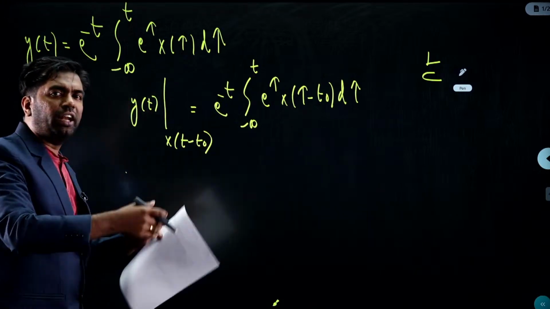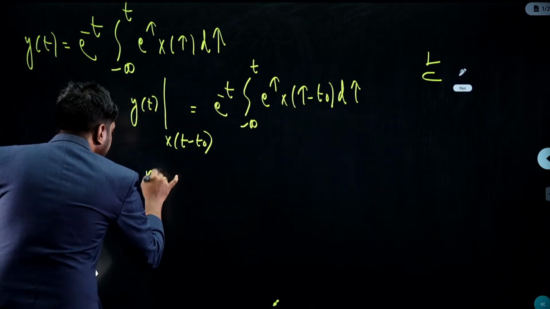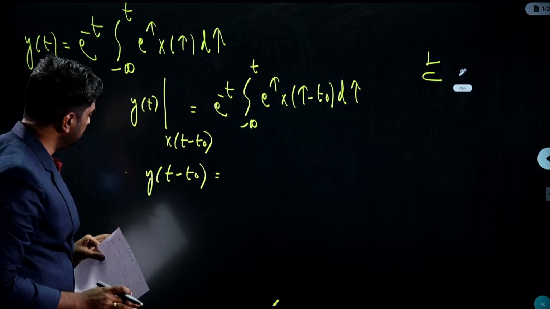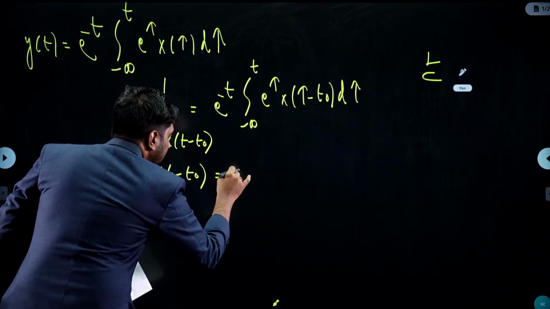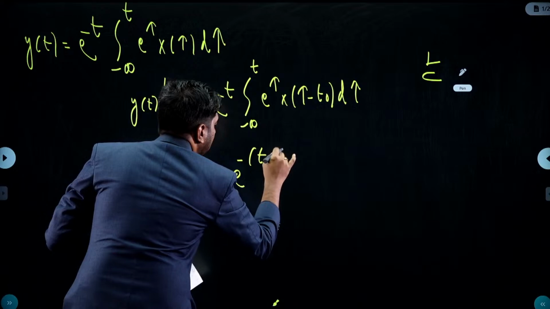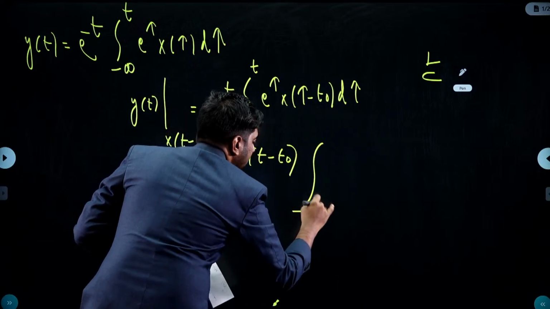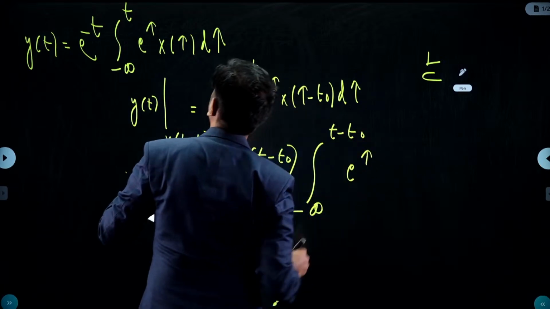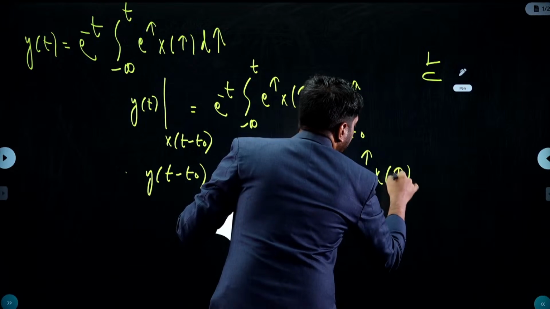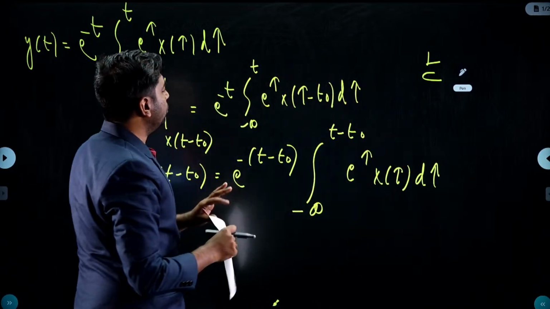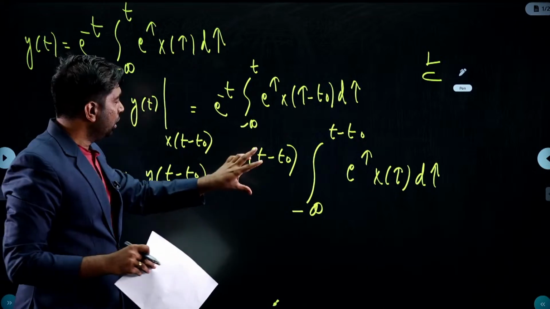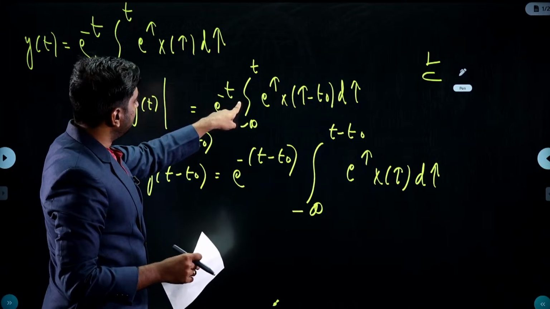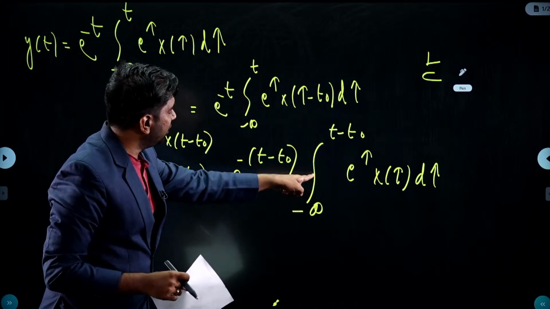We also find the delayed output response, where we replace t with t minus t naught. In the given expression, wherever there is t, you replace it with t minus t naught. So you get e power minus of t minus t naught, integral from minus infinity to t minus t naught, e power tau x of tau, with no need to replace tau here, d tau. Now you need to compare these two things. Through substitution you can prove that both of them are the same.